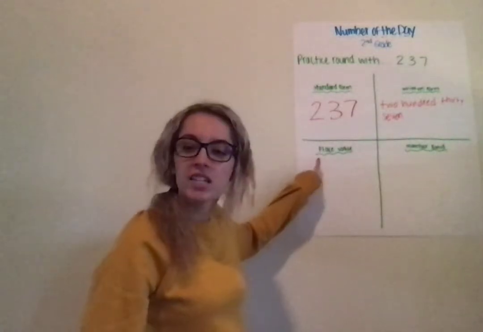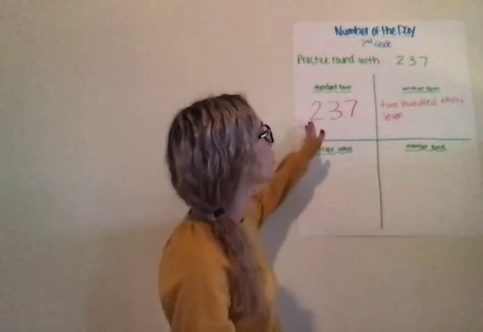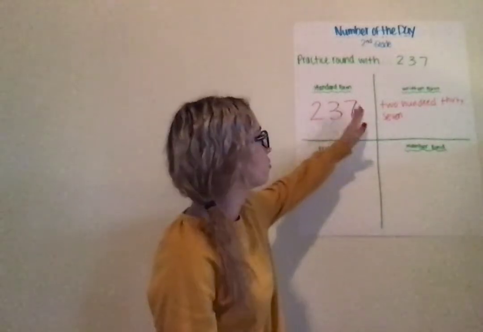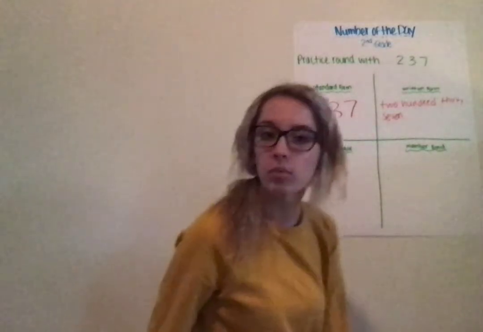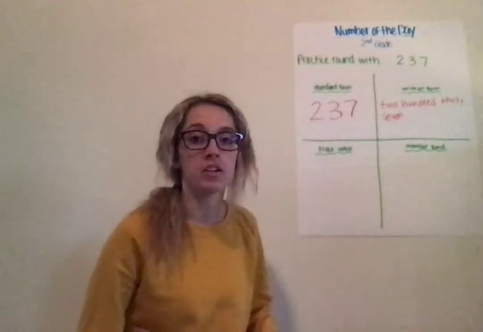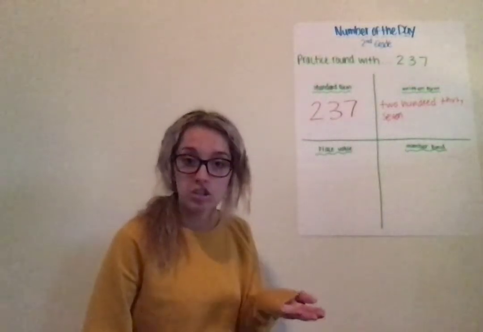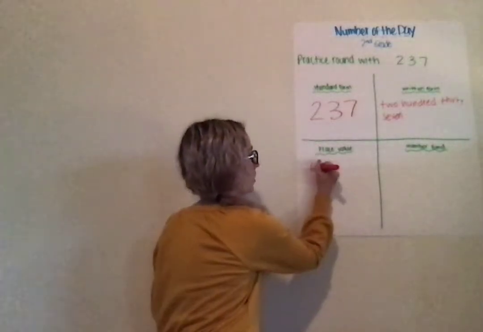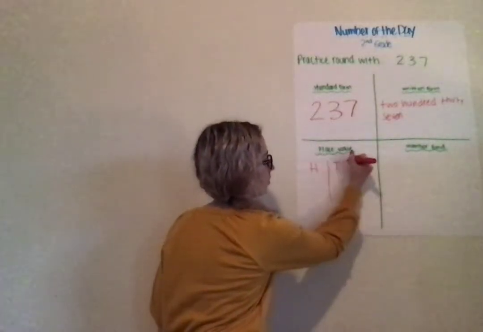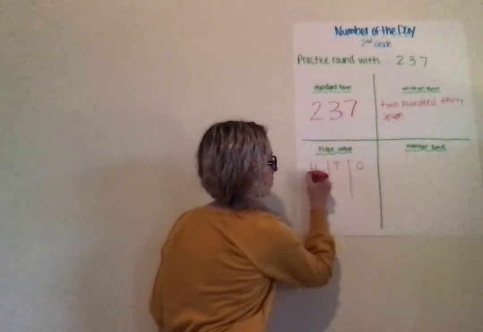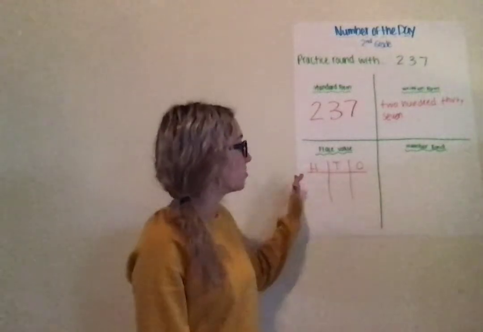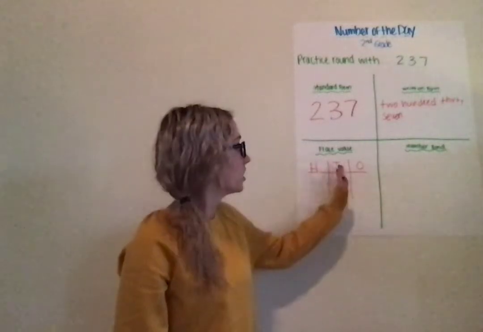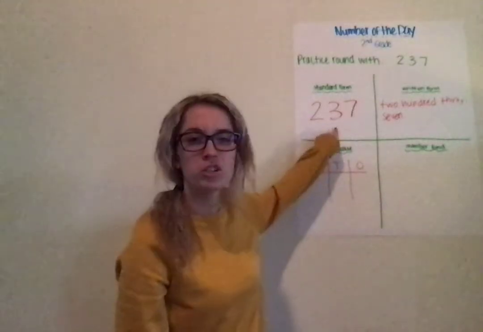Next I have place value. So if I look at this number right here, I know there are 1, 2, 3 digits. Any number with 3 digits that we're learning about in second grade has a hundreds place, a tens place, and a ones place. So I need to make hundreds, tens, ones, because we can see one number here, one number here, one number here, which will equal our 237.